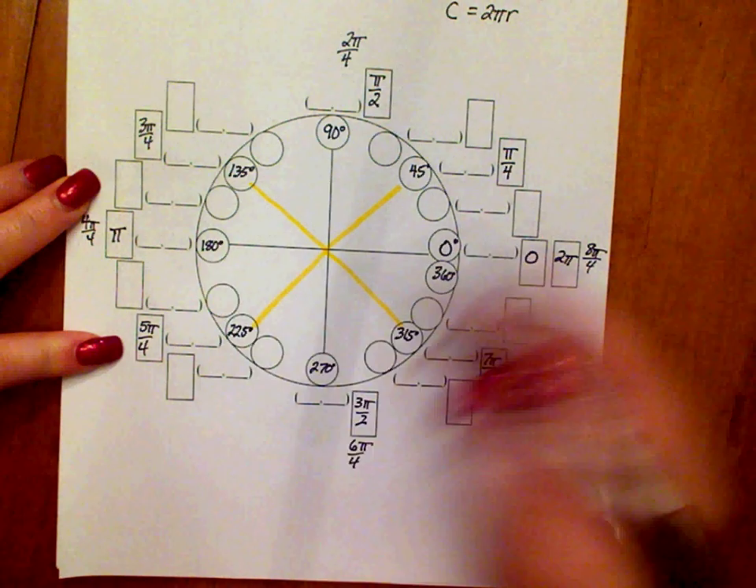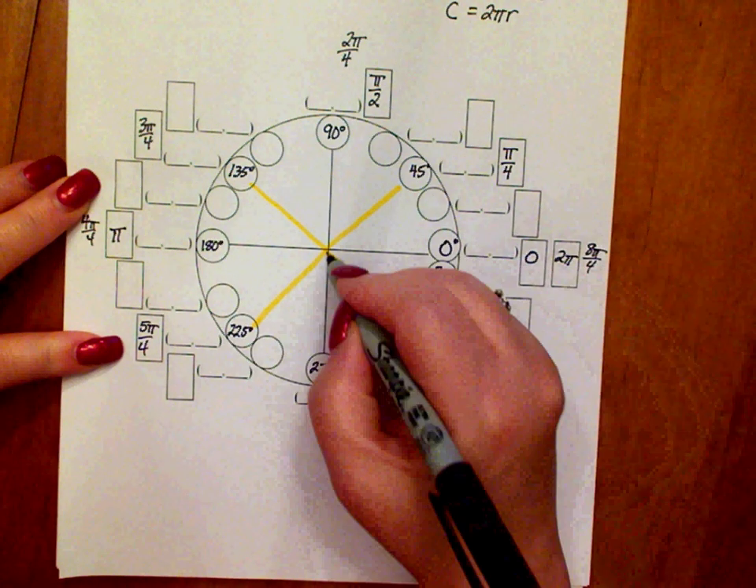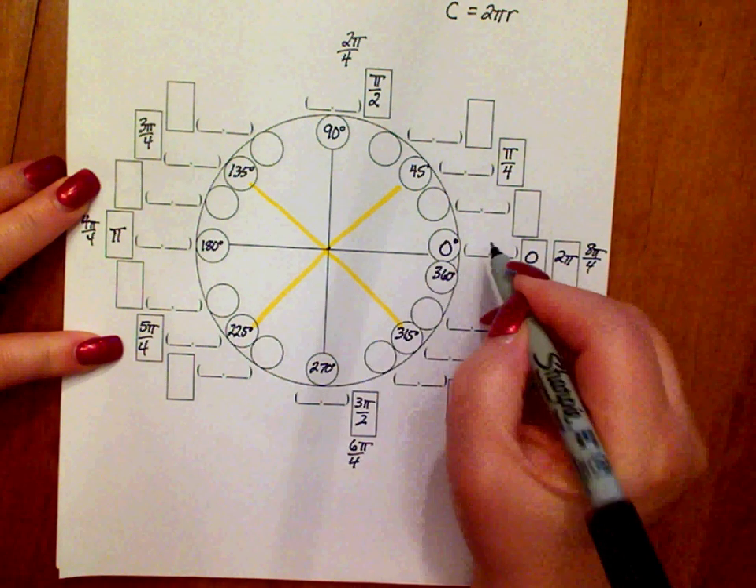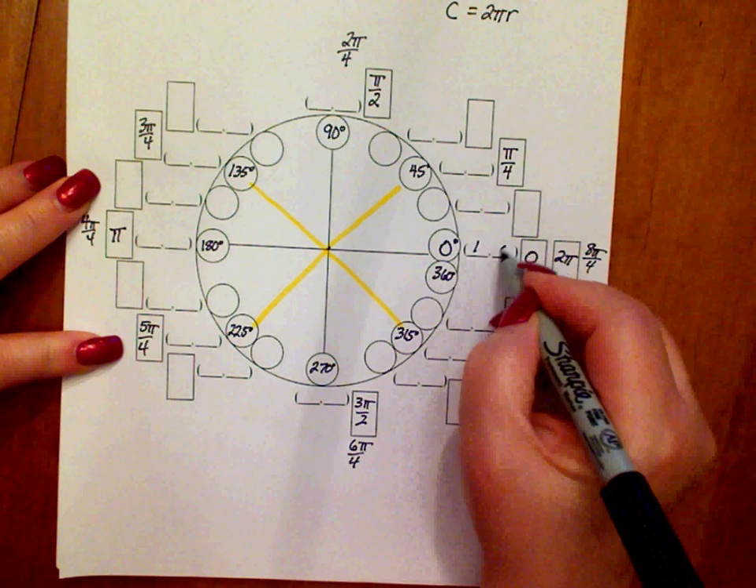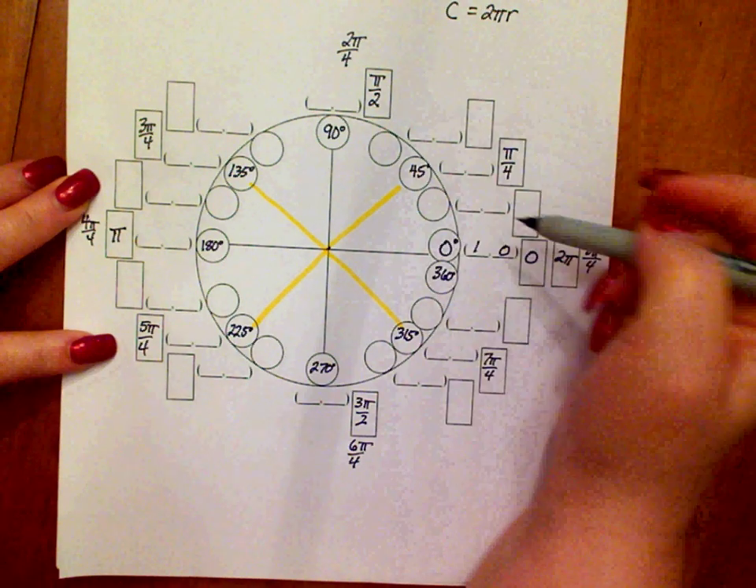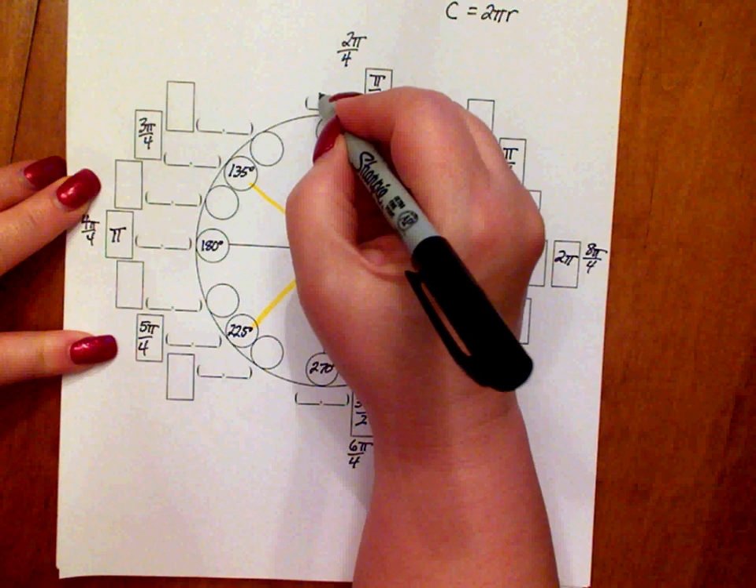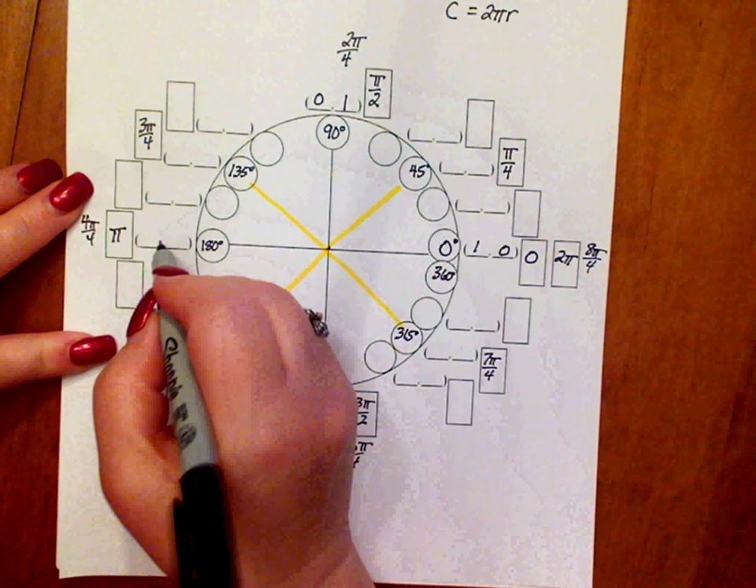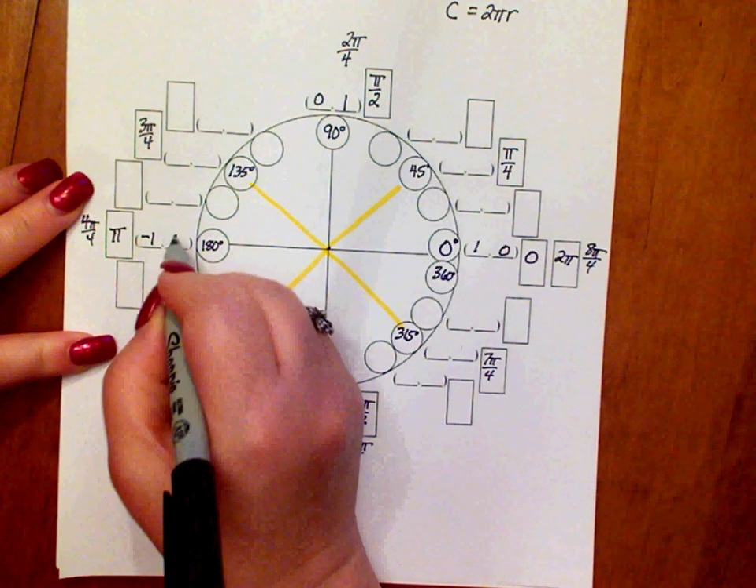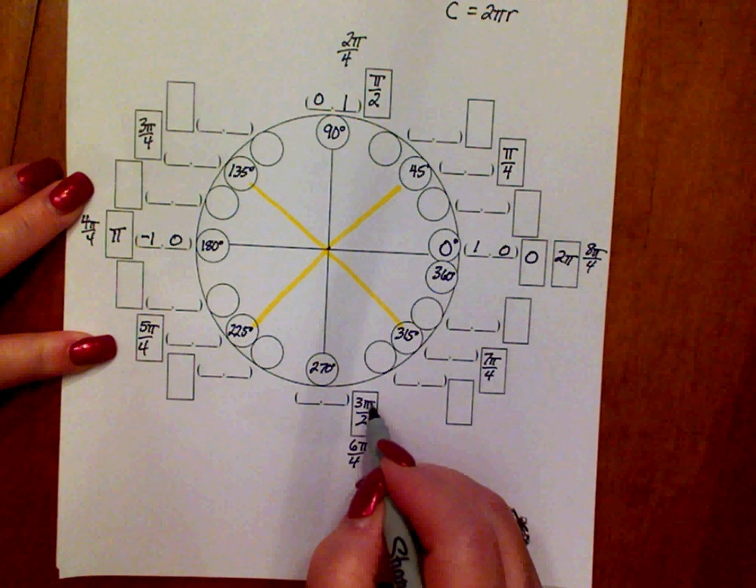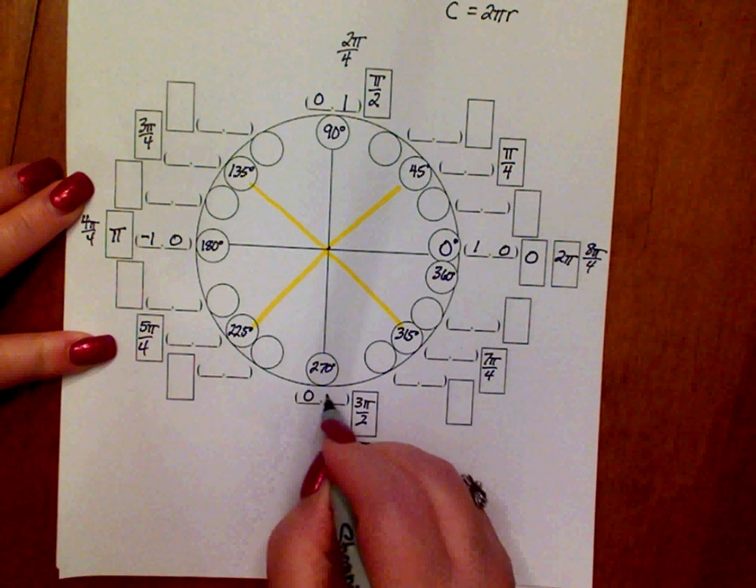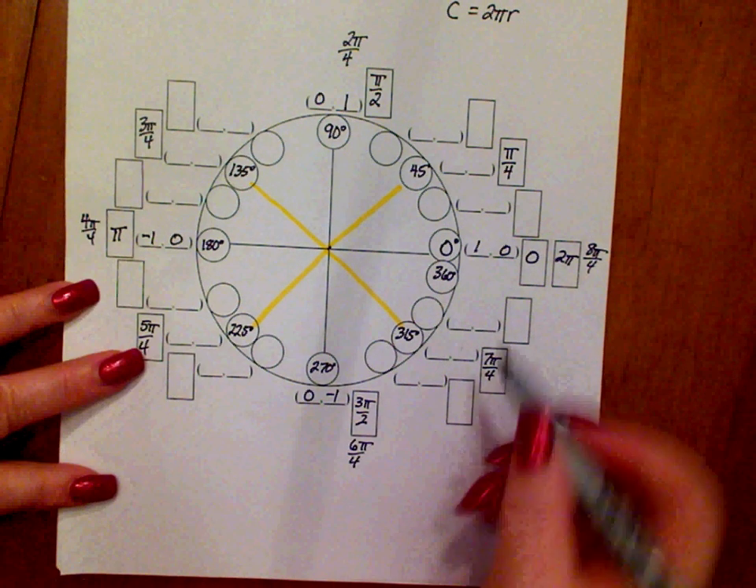As we consider all the multiples of 45, their coordinates, if this is the origin and it's got a radius of 1, the coordinate right here would be 1, 0. Let's do the quadrantal angles. So this would be 1, 0. At the top here would be 0, 1. Over here at pi would be negative 1, 0. Down here at 3 pi over 2 would be 0, negative 1.